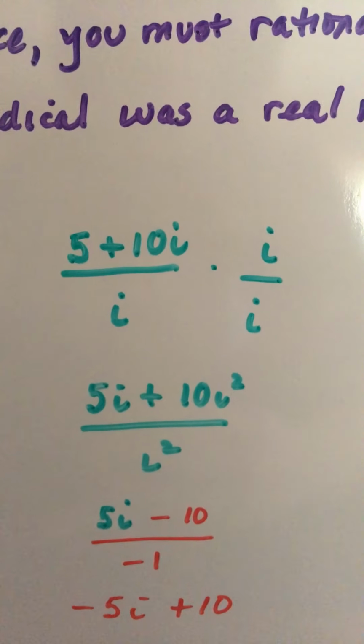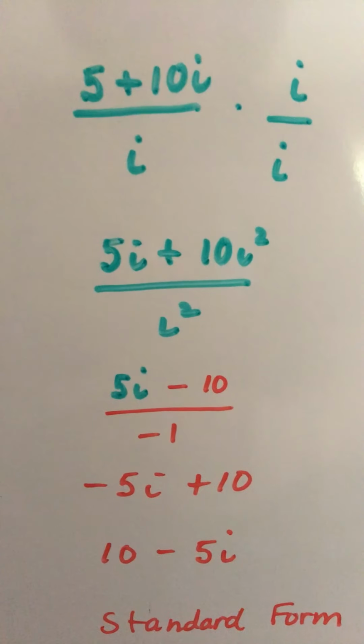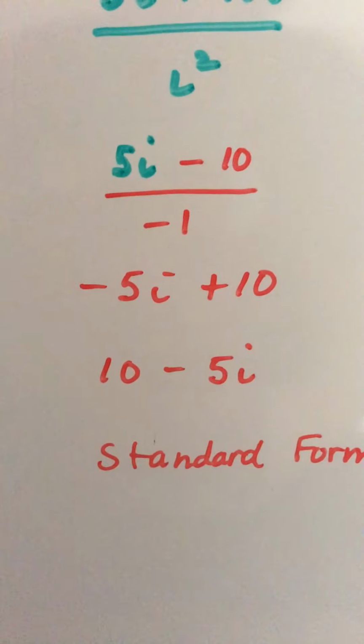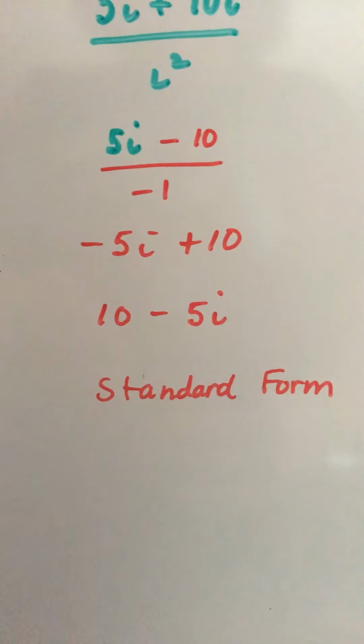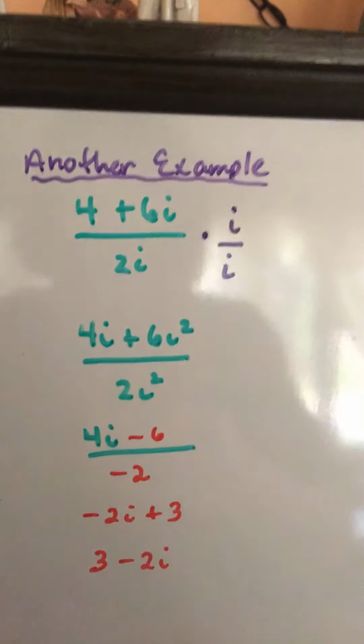So over here, I'm just going to multiply by i, top and bottom. What does my i squared equal? -1, so I get a -10. I then divide, but I have to put it in standard form, which is 10 minus 5i. And we'll do another example of that.